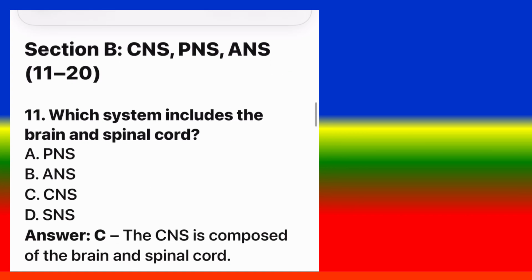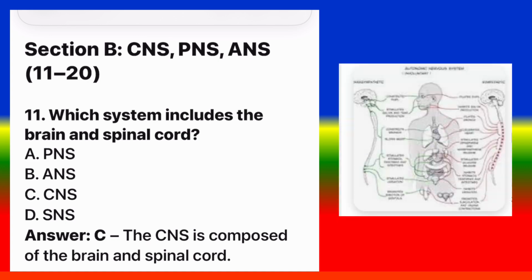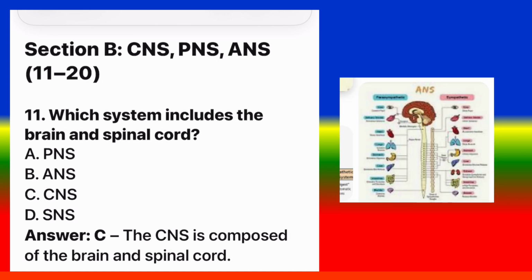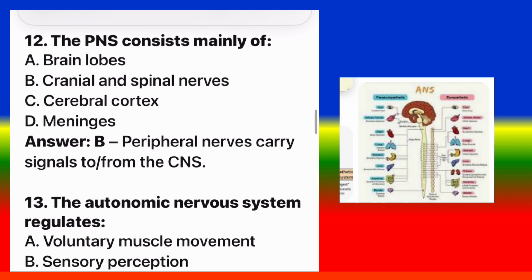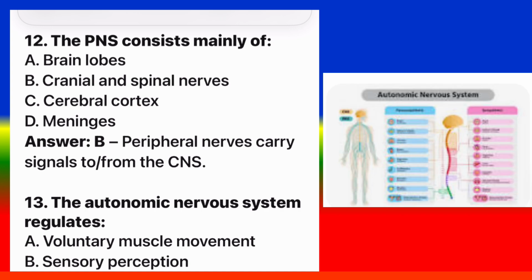Section B, CNS, PNS, 11 to 20. 11. Which system includes the brain and spinal cord? A, PNS, B, ENS, C, CNS, D, SNS. Answer C, the CNS is composed of the brain and spinal cord. 12. The PNS consists mainly of A, brain lobes, B, cranial and spinal nerves, C, cerebral cortex, D, meninges. Answer B, peripheral nerves carry signals to and from the CNS.